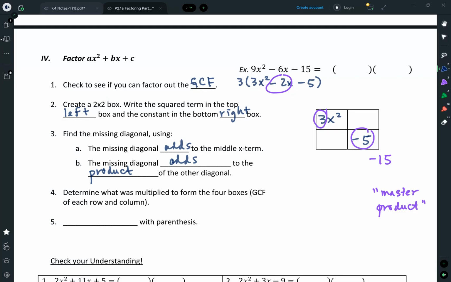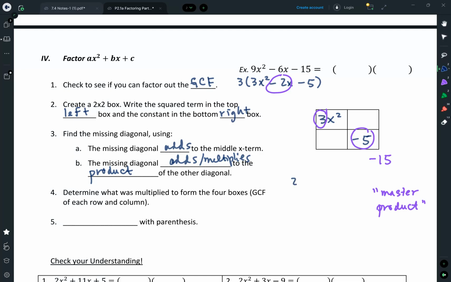So I know that whatever goes in those two boxes that's missing has to multiply to make negative 15, but add to make negative 2. And that's the weird part, right? So I feel like adds, multiplies, this is just kind of weird. So my x terms have to multiply to make negative 15. So I need two numbers that multiply to make negative 15, but add to make negative 2.